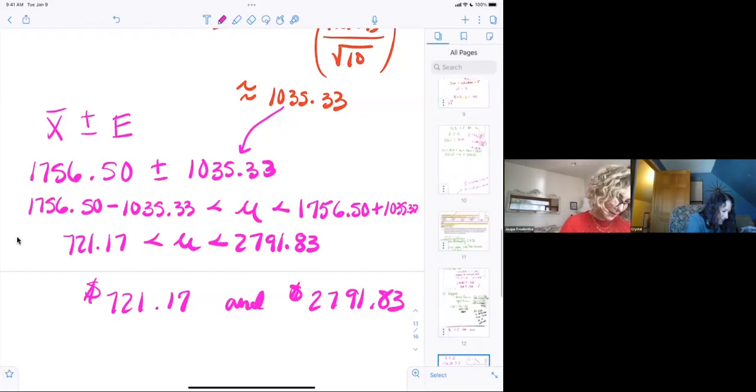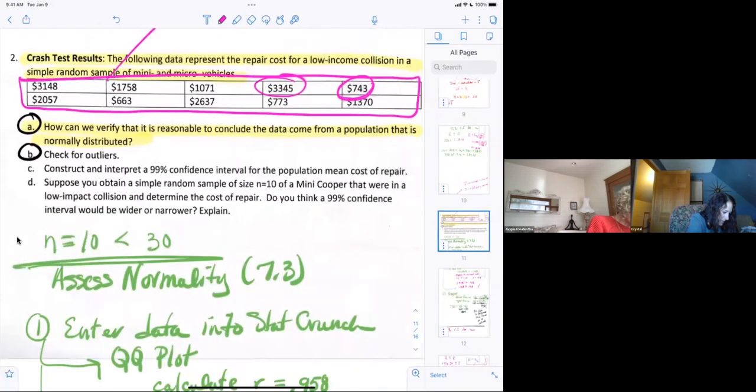Here we go. So we constructed and interpreted the 99% confidence interval for the population mean cost of repair. Part D: suppose you obtain a simple random sample of size 10, so the same sample size, of Mini Coopers that were in a low impact collision and determine the cost of repair. Do you think that a 99% confidence interval would be wider or more narrow? Explain.